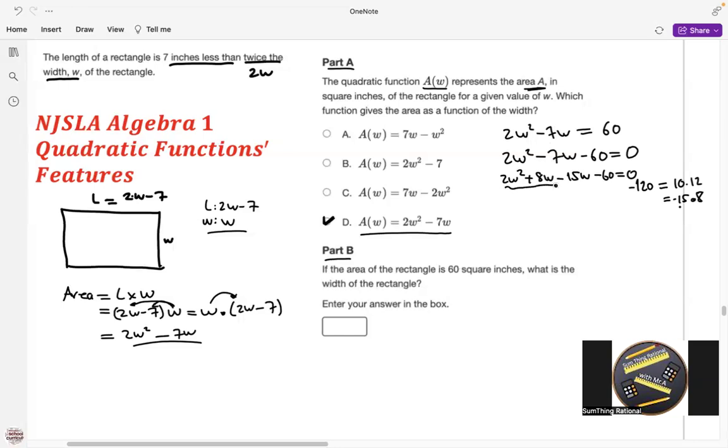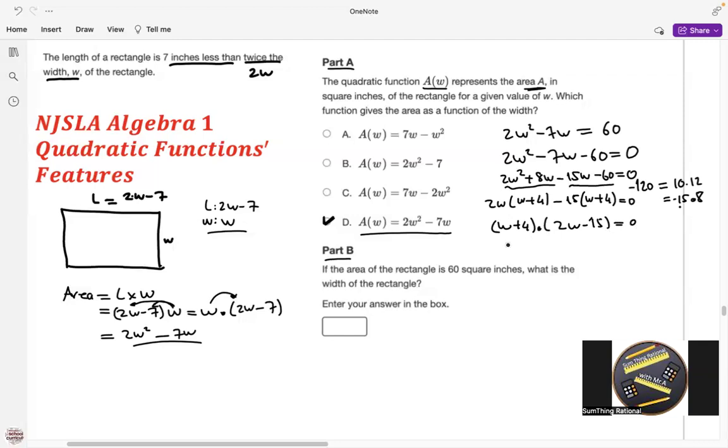Since we have 2w², 8w, negative 15w and minus 60, we can group them and take the GCF of both. 2w, so w plus 4 remains here, minus 15, and definitely w plus 4 will be inside the parentheses. Why w plus 4? Because of the factors of negative 60, 4 and 15. So w plus 4 you can take out as a common factor, and 2w minus 15 will be the other factor.